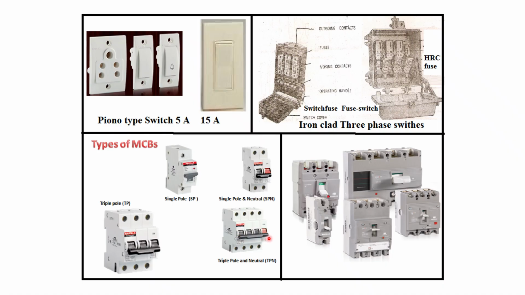All phases get disconnected through this type of switch. These switches are up to 63 ampere or for dealing with 40 kilowatt of load, and if the load is more than 40 to 400 kilowatt, then we use MCBs, miniature circuit breakers of different types.